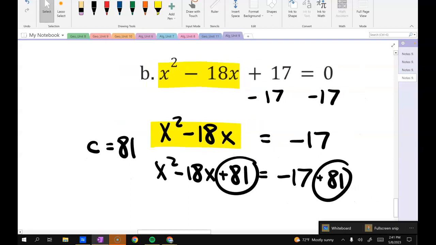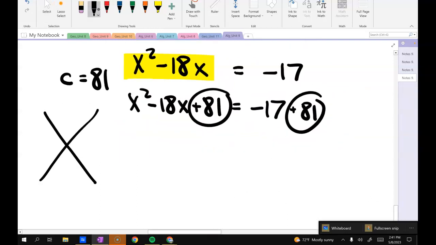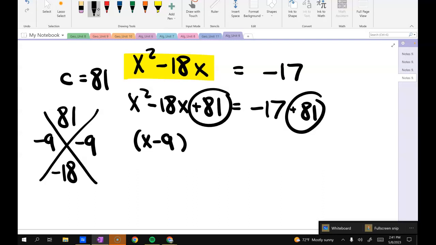All right, so now we're moving into the factoring step. We have to factor this trinomial. We'd have an 81 on the top, a negative 18 on the bottom. So 81 we can get from taking 9 times 9. We have to add to a negative 18, so it's negative 9 and negative 9. So we can write our left-hand side out as a product of two terms, x minus 9, x minus 9, is equal to 64.